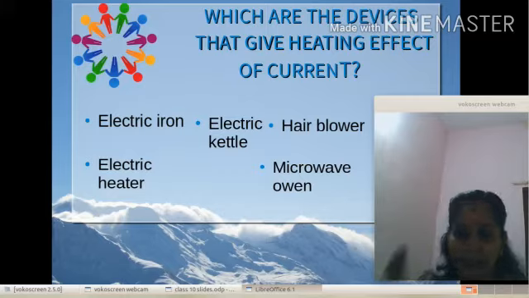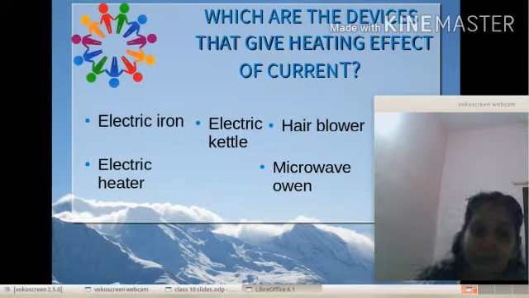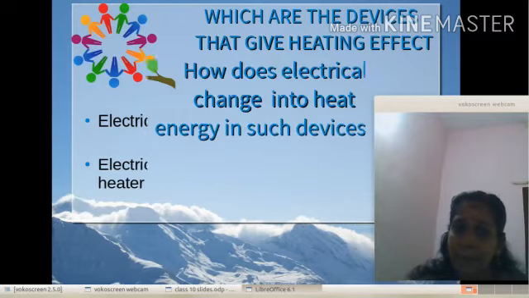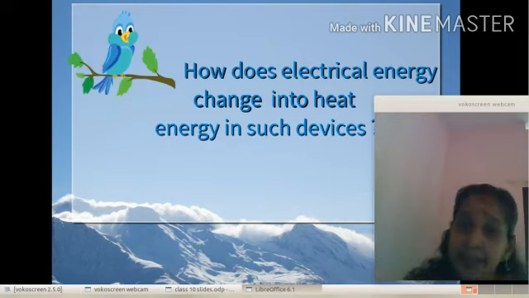Hair blower dries our hair. Microwave oven, it gives us cooked food. It gives us heat. Through that heat we can cook food. Can you tell how does electrical energy change into heat energy in these devices? Yes, it may be due to resistance.